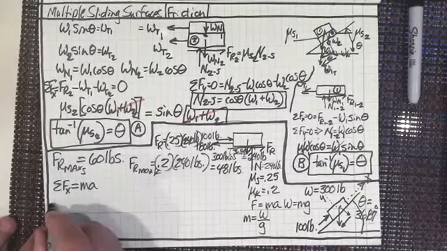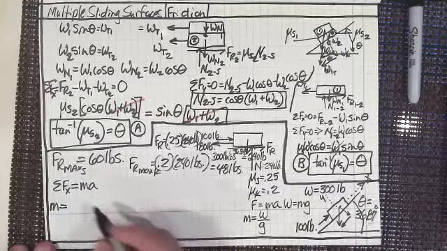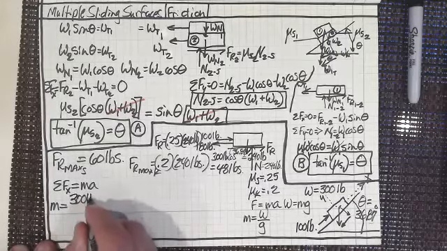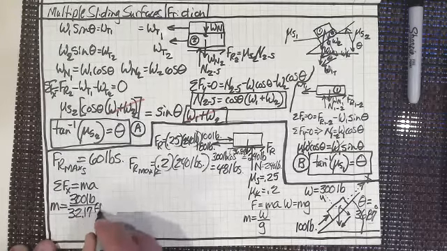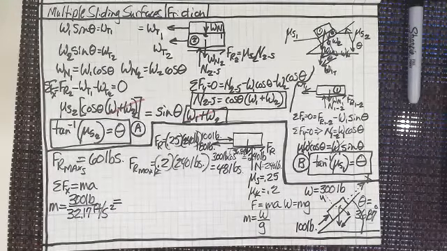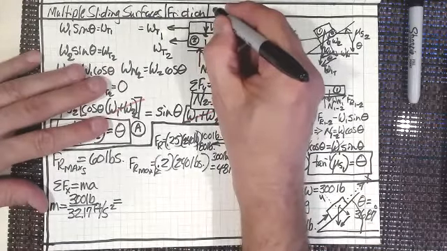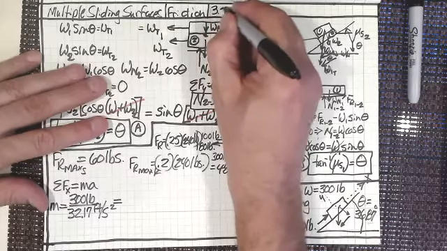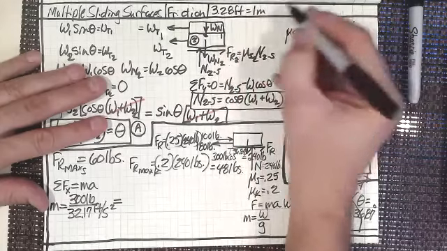Doesn't that mean that the mass of that 300-pound object is equal to 300 pounds divided by 32.17 feet per second squared? Isn't that what that means? You're probably saying 32.17 feet per second squared. Well, how many feet are there in a meter? 3.28 feet equals 1 meter, right?